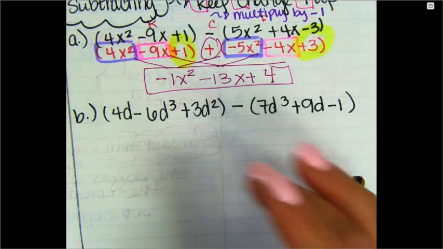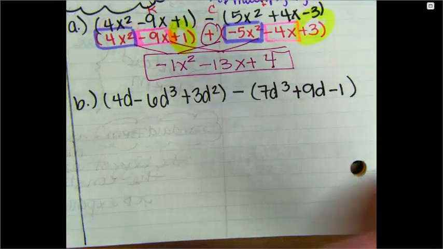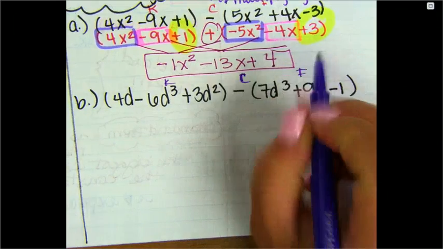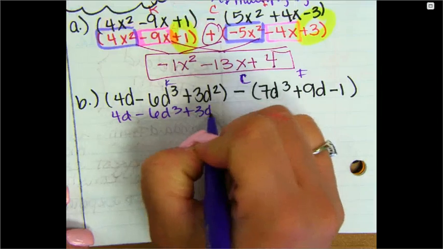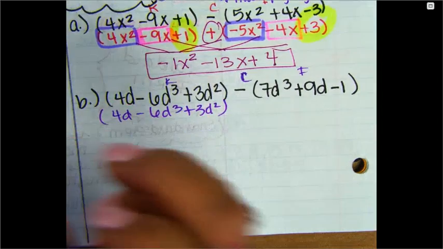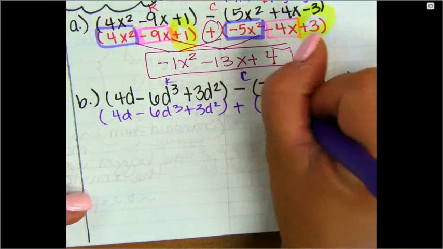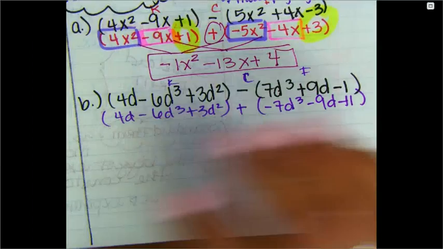All right. Let's change the signs, yes? All right, we're going to keep the first part. We're going to keep, change, and we're going to flip. We're going to keep 4d minus 6d to the third plus 3d squared. We're going to change it from subtraction to addition. We're going to change the opposite sign. So negative 7d cubed minus 9d and a positive 1. Good? All right, combining like terms.